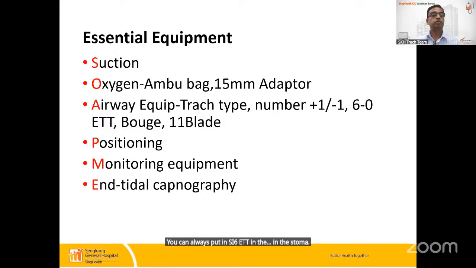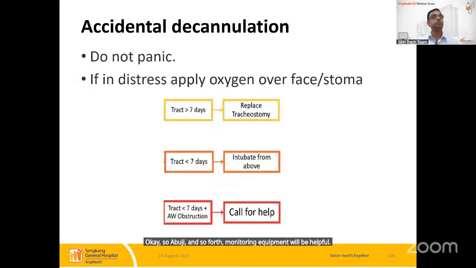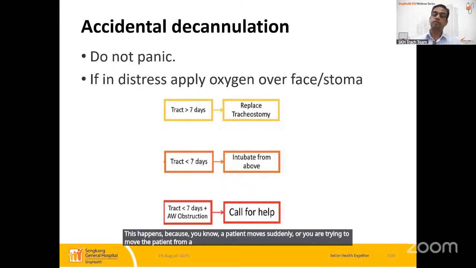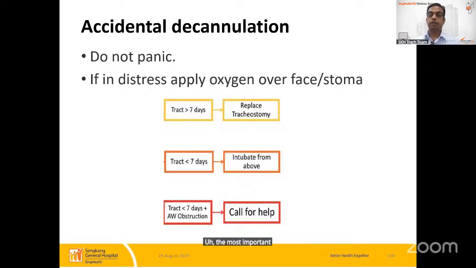Okay, so a bougie and so forth. Monitoring equipment will be helpful. Okay, so first of all, let's go with accidental decannulation. This happens because the patient moves suddenly, or you are trying to move the patient from a stretcher to the CT scan machine, for example. The most important thing is do not panic.